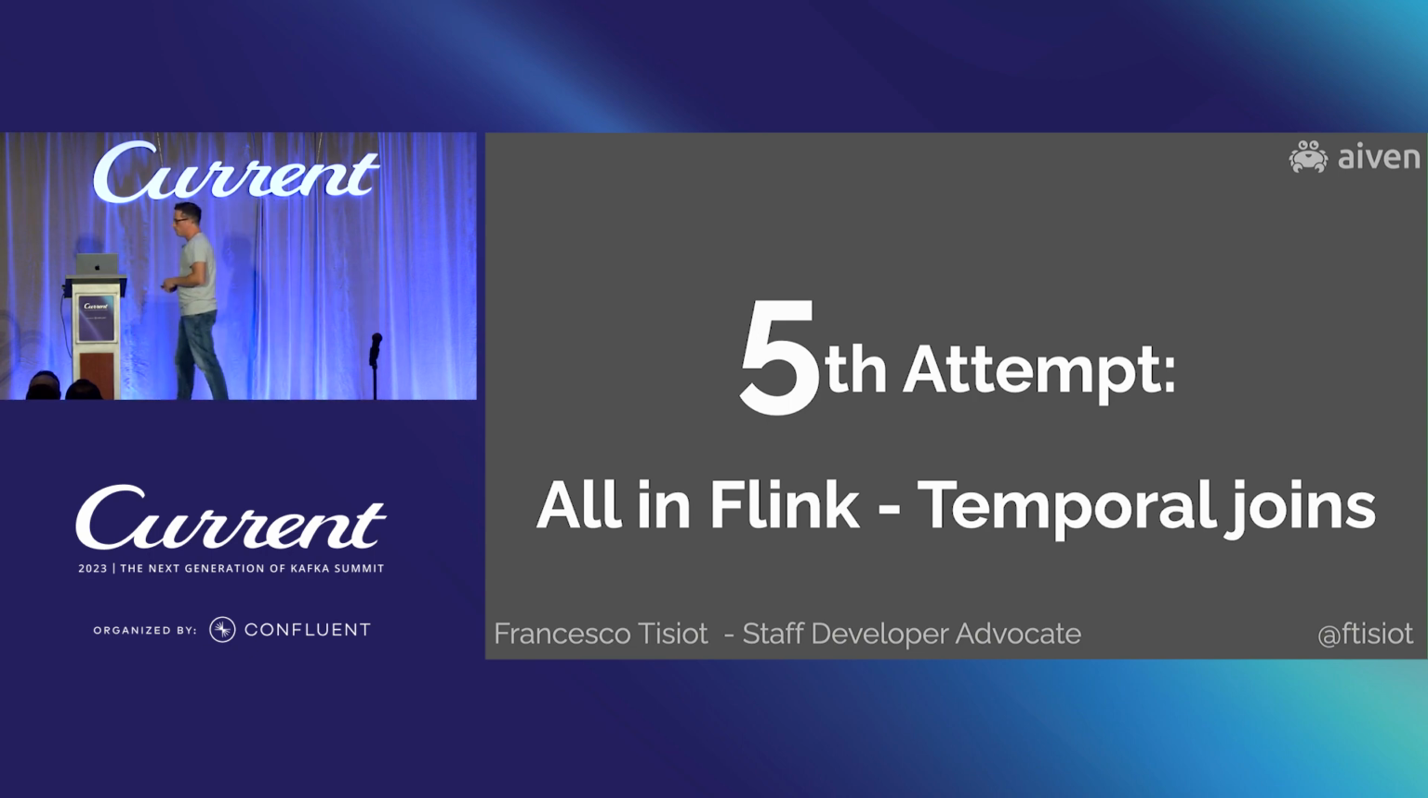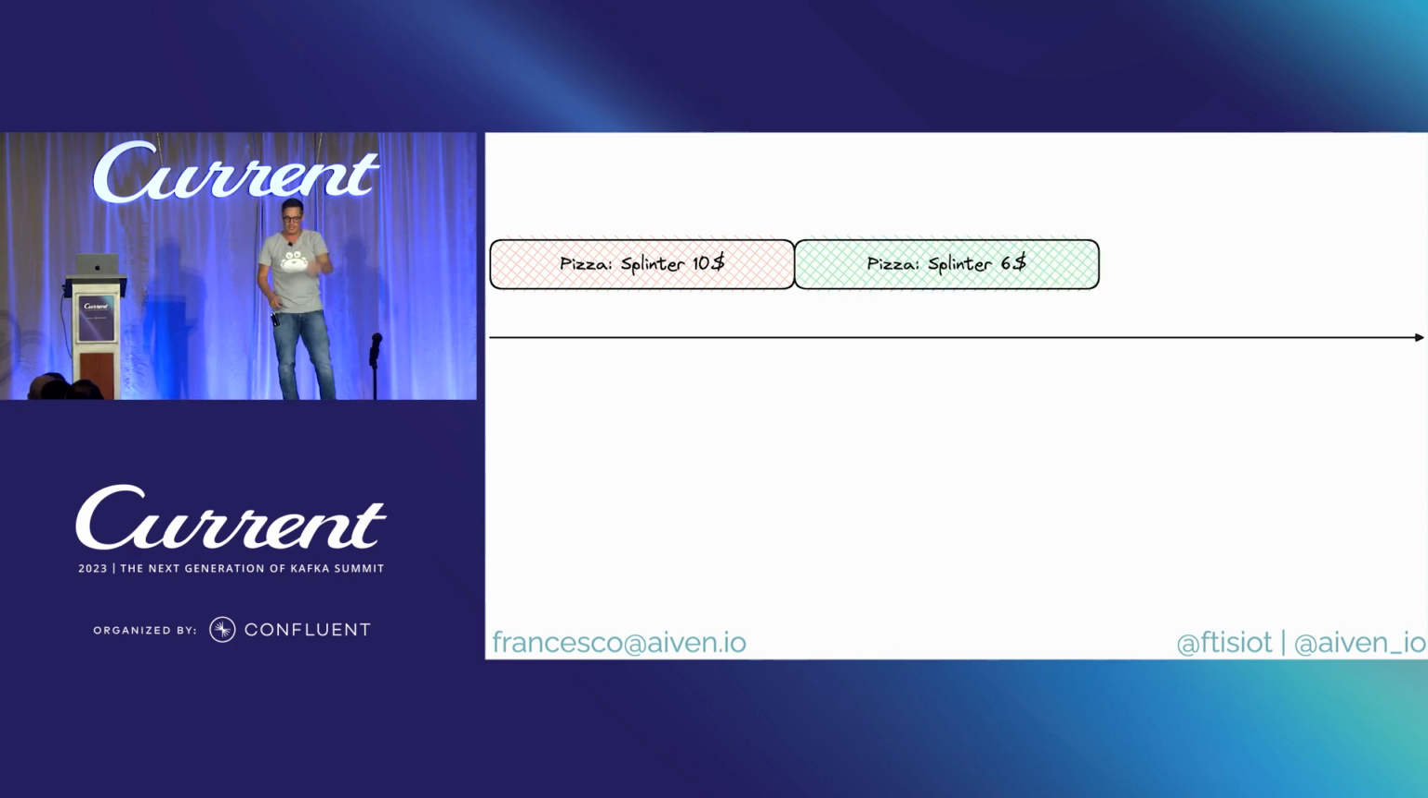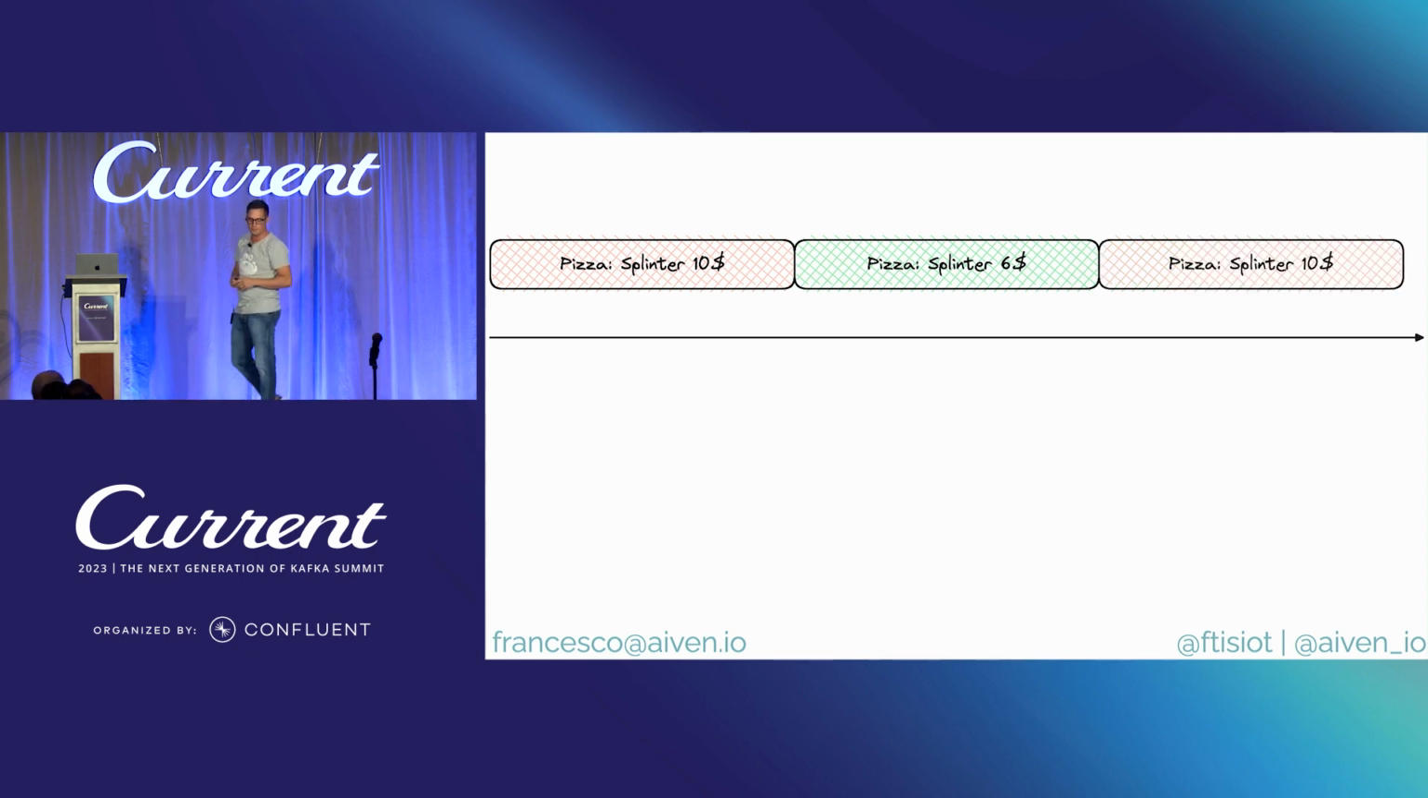So what we could use is a feature in Flink called temporal joins, which is basically very similar to what we were doing in the database world with flashback queries. Let's review how this works. Let's say that we have a pizza, the most sold pizza, Splinter, at $10. Then we do a flash sale, and we put the Splinter pizza at $6. Then, because it's too much of a good offer for our clients, they put the Splinter pizza back at $10.